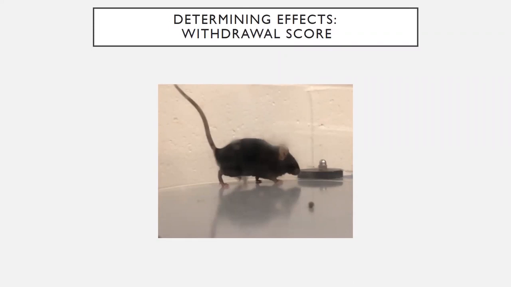And the withdrawal symptoms we looked at were tail rigidity, which you can see here. It's something that mice do when they're withdrawing from morphine. You can also see some GI distress. That was another thing we looked at. We looked at something called oral stereotypy, which looks like they're chewing on the air almost. And the last thing we looked at was something called wet dog shakes. They kind of shake like a dog.